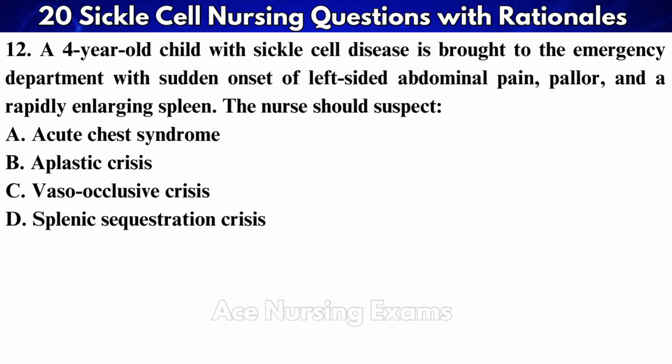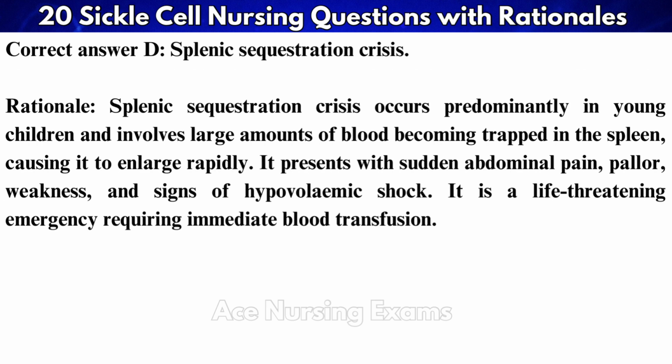Question 12. A 4-year-old child with sickle cell disease is brought to the emergency department with sudden onset of left-sided abdominal pain, pallor, and a rapidly enlarging spleen. The nurse should suspect A. Acute chest syndrome, B. Aplastic crisis, C. Vaso-occlusive crisis, D. Splenic sequestration crisis. The correct answer is D.